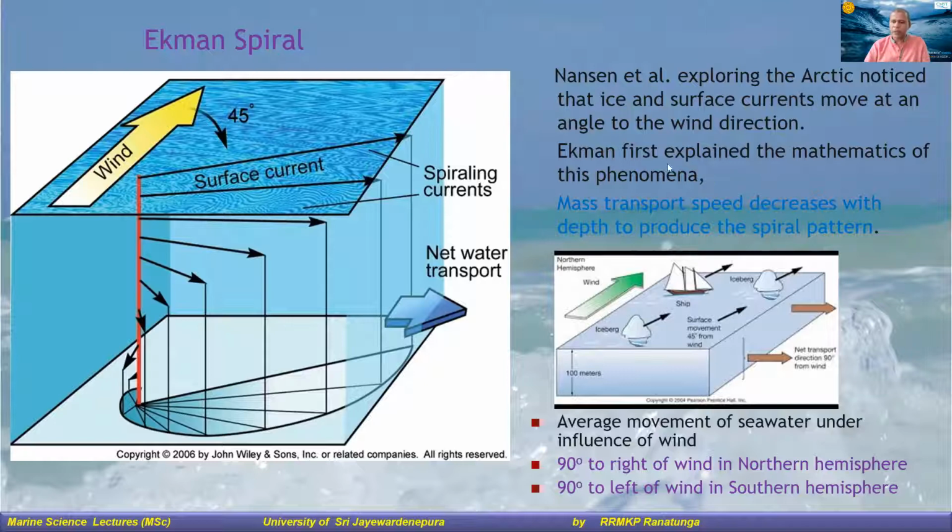When they were doing some expeditions in the polar region, they observed the movement of icebergs, like in this diagram, the movement of the ship as well as the iceberg. When the ship is in the neutral position, not engaging the engine, then it starts drifting. Even the icebergs were drifting in a different direction than the wind. In fact, this was to the right in the northern hemisphere. Right?